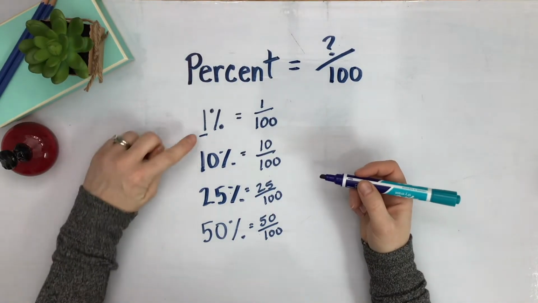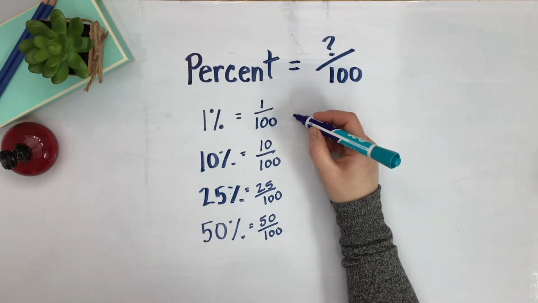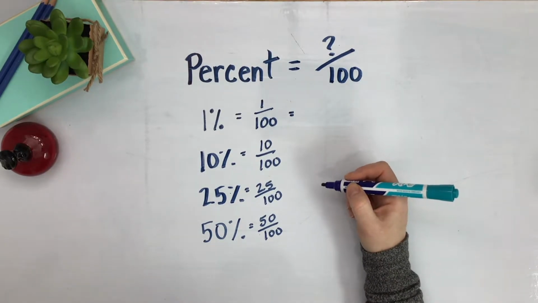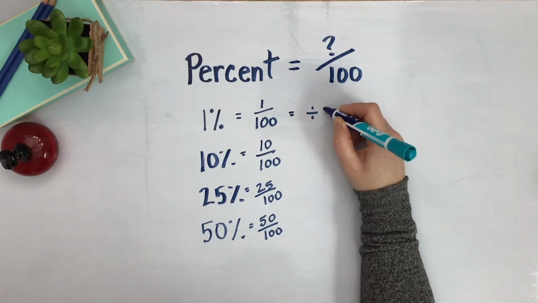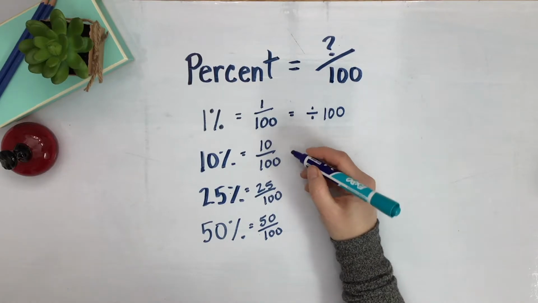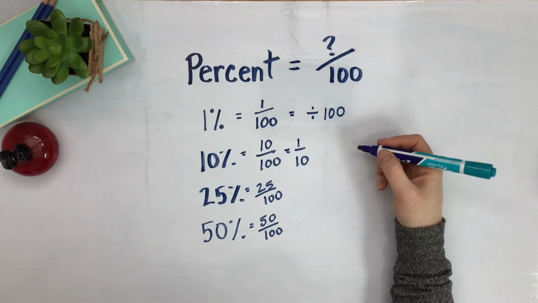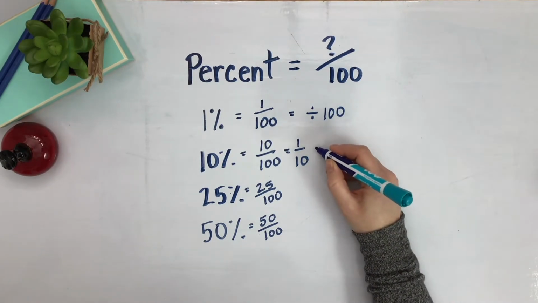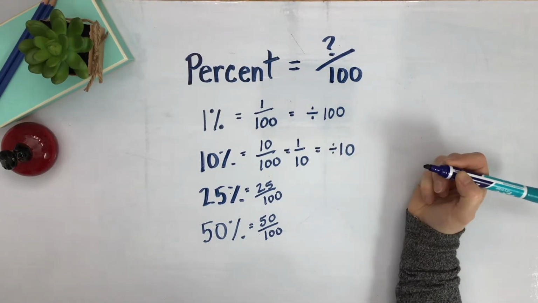So if you're asked to find 1% of a number, really you're being asked to find 1/100th of that number. And in order to find 1/100th of any number, you have to divide that number by 100. 10%, or 10 over 100, we can simplify to just 1/10. So when you're asked to find 10% of a number, you're asked to find 1/10 of that number, which really just means I have to divide that number by 10.